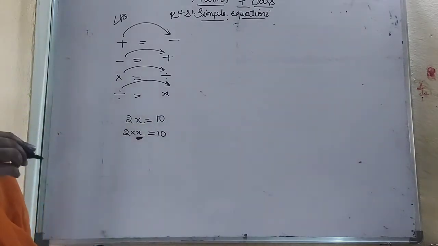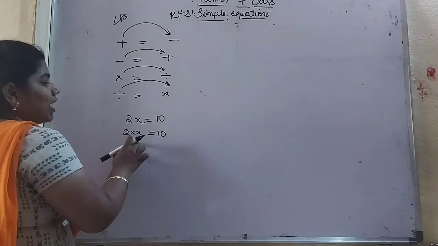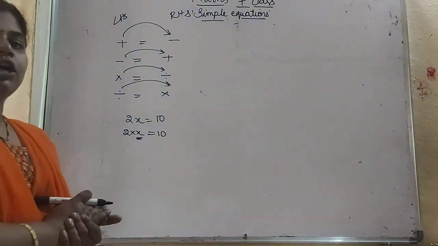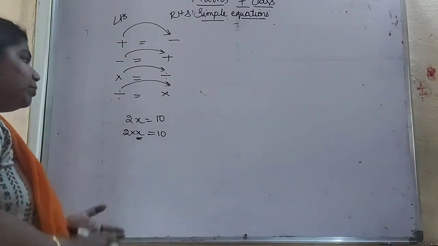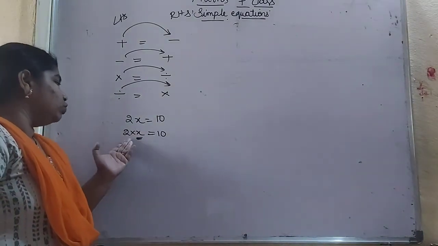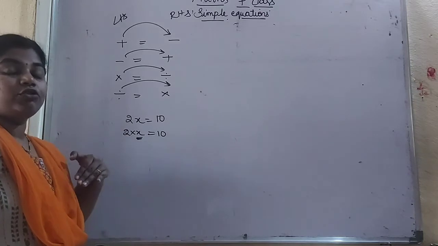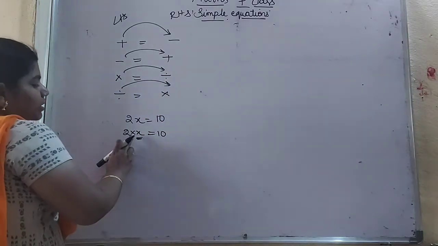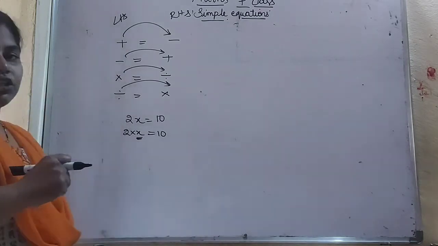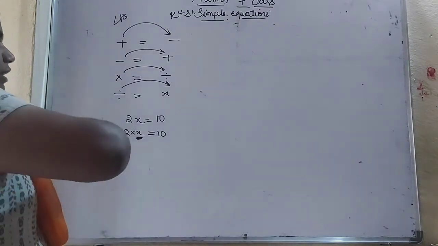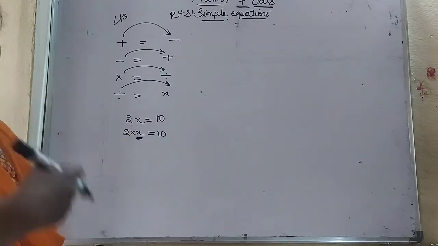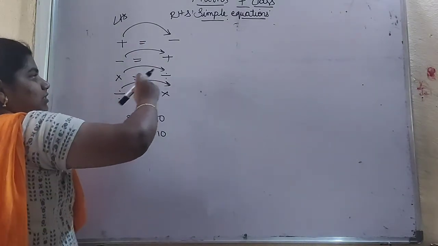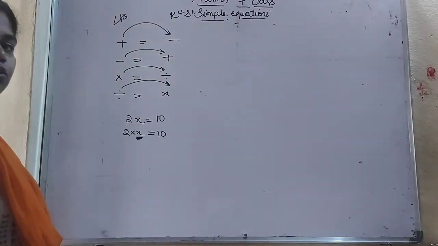For finding that x value, the x value should always become alone. That means it should not be linked with any other numerical values. Here x is linked with 2, so we have to delete this 2. I have to transpose this 2 from one side to the other side. What is the relation here? Multiplication is the relation. If I transpose that multiplication to the other side, it will be converted to division.